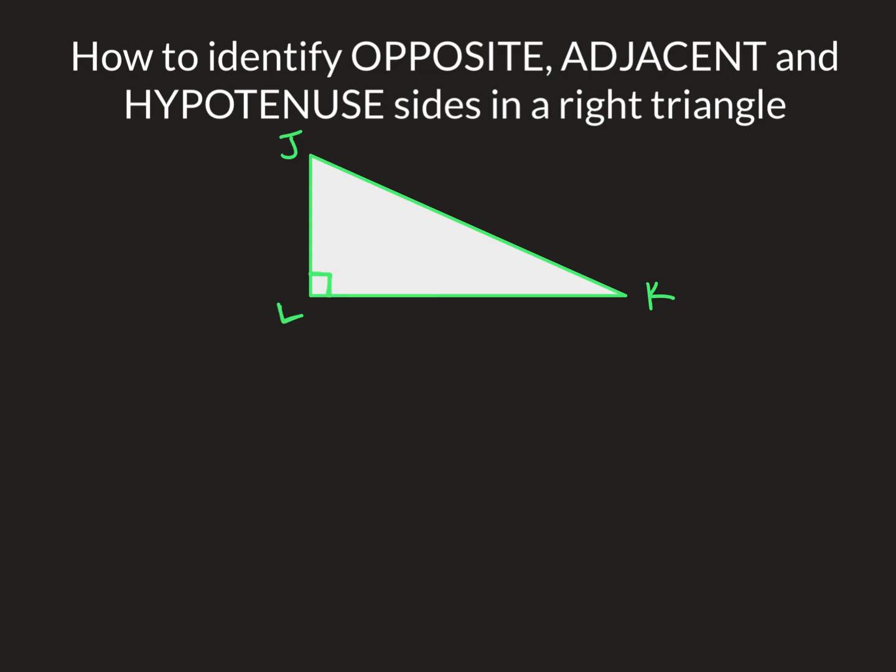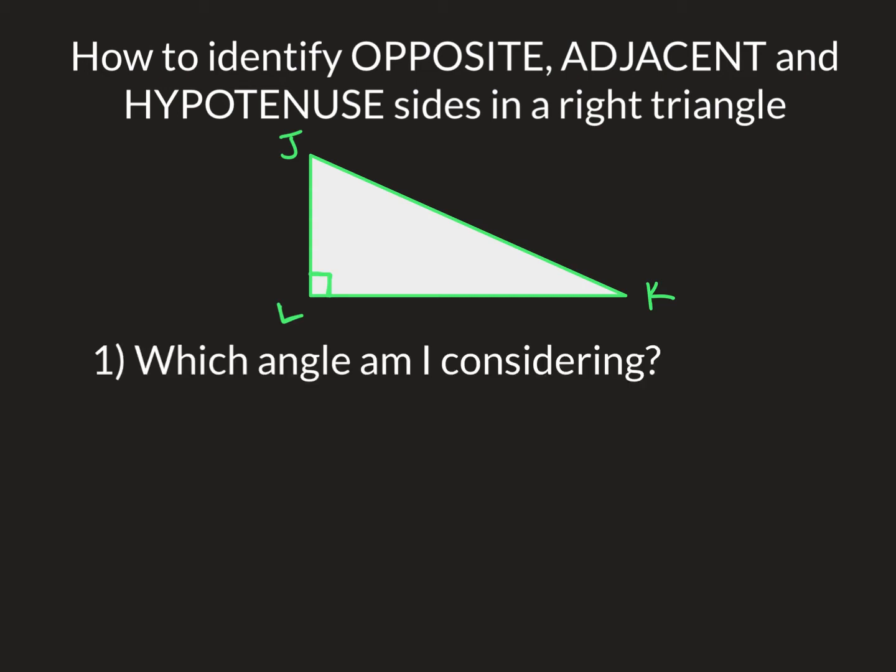So, first thing you need to know is which angle am I considering? Because the opposite and the adjacent sides are going to depend on whether you're talking about angle J here or angle K over here. Okay, the hypotenuse will always be the same.